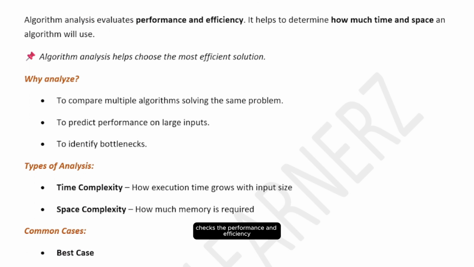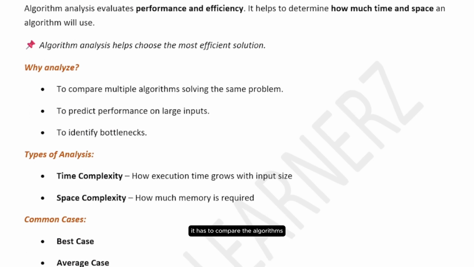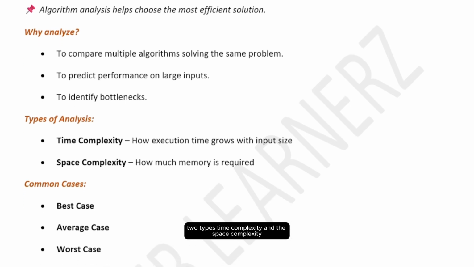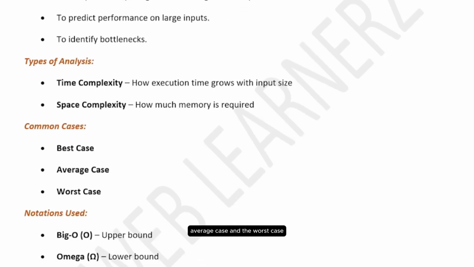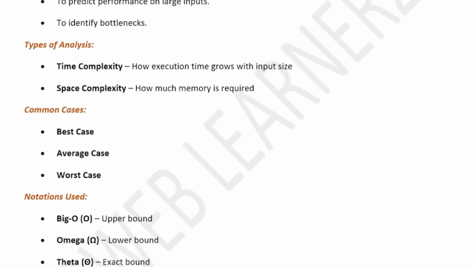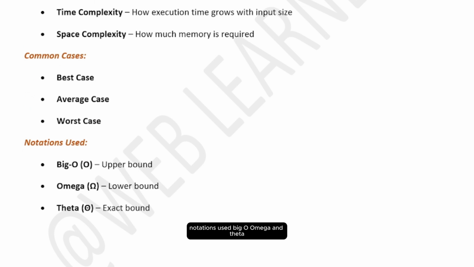Let's revise quickly. Algorithm analysis checks the performance and efficiency. It helps to compare the algorithms. It predicts behavior for large inputs. It identifies the bottlenecks. Two types, time complexity and the space complexity. Three cases, best case, average case, and the worst case. Notations used, big O, omega, and the theta.